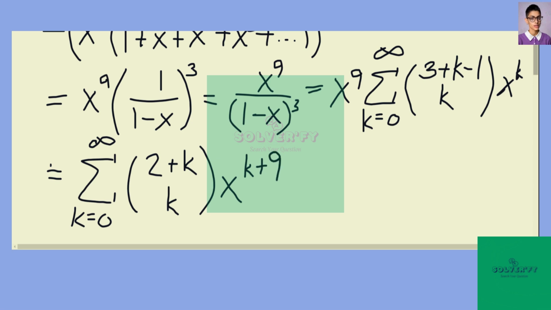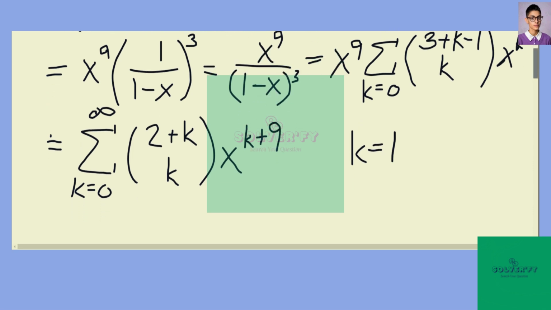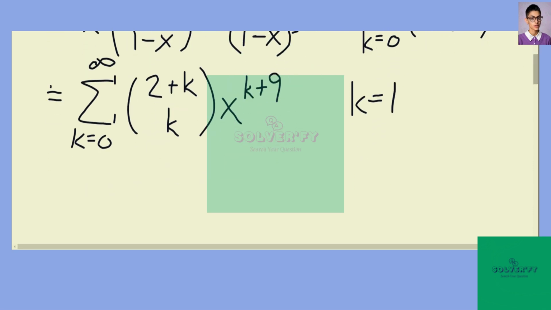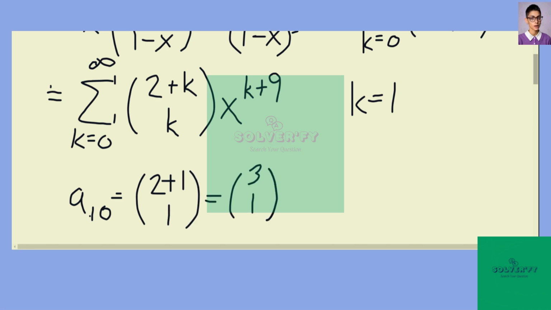And so to find the coefficient of x to the 10th, we want k to be equal to 1. And so we obtain that the coefficient of x to the 10th, a10, is equal to 2 plus 1 choose 1, which is 3 choose 1, which is going to be 3.